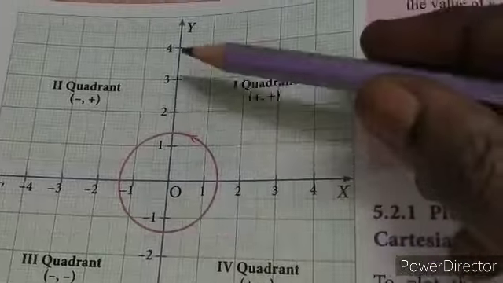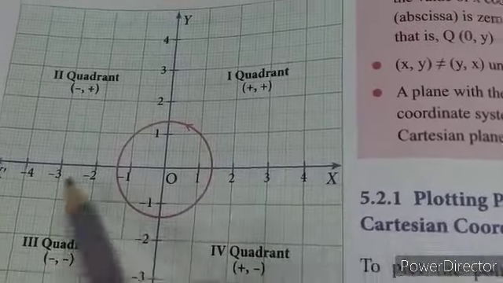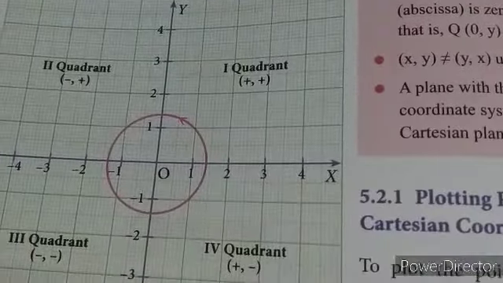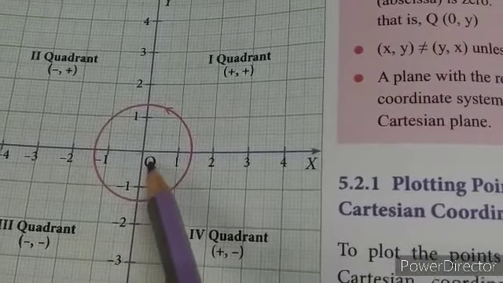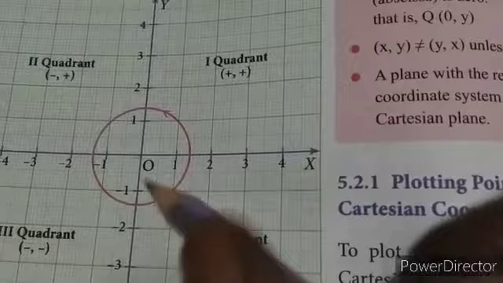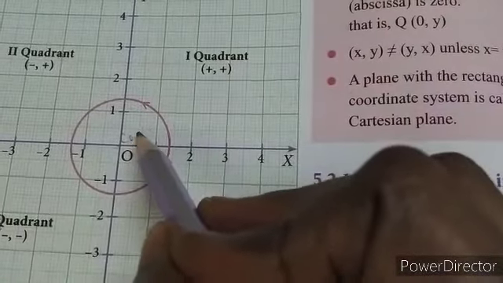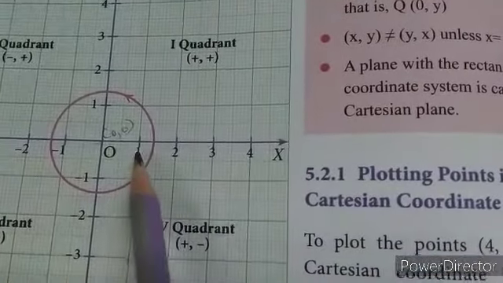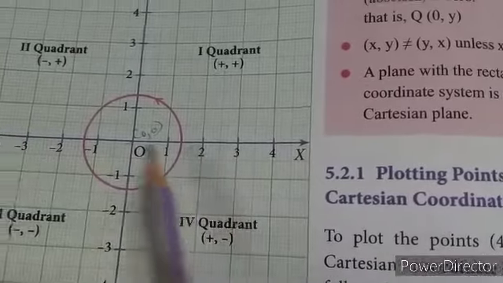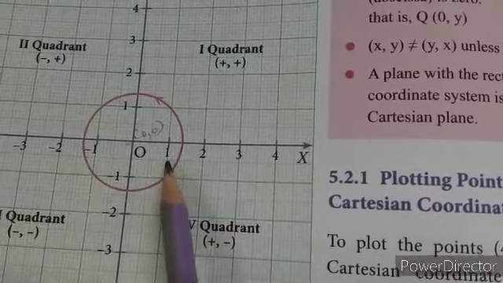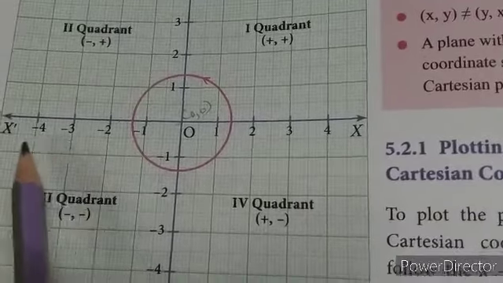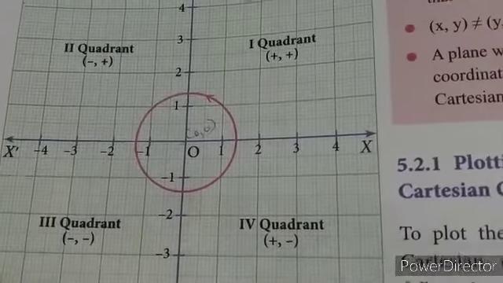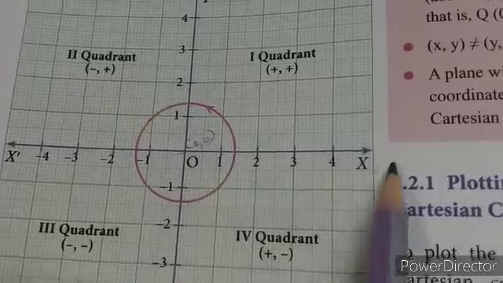Yes, draw a line, the x-axis and the y-axis. And this point is the origin of the given plane. So we can represent this as 0, 0. And the positive side and the negative side: positive 1, 2, 3, 4 and negative -1, -2, -3, -4. This all will come under the x-axis.